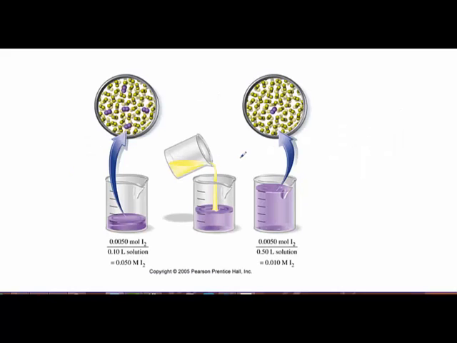Here's a nice visual of that. So imagine here we have a solution of iodide, and initially, before we perform the dilution, you can see that there are 0.005 moles represented by these little purple dots in our solution. Now, when we add some water or another solvent to this same solution, we now have a more dilute solution over here, we still have the same number of purple dots.